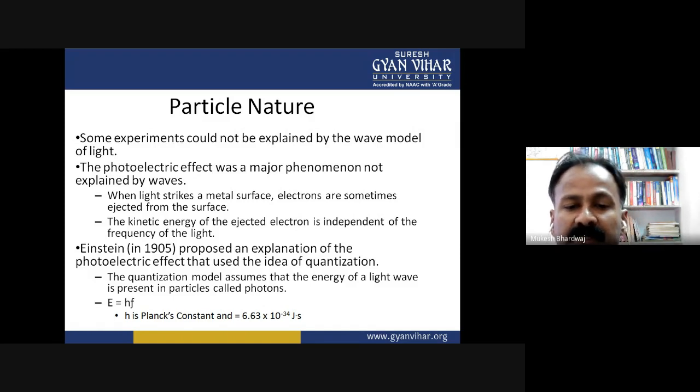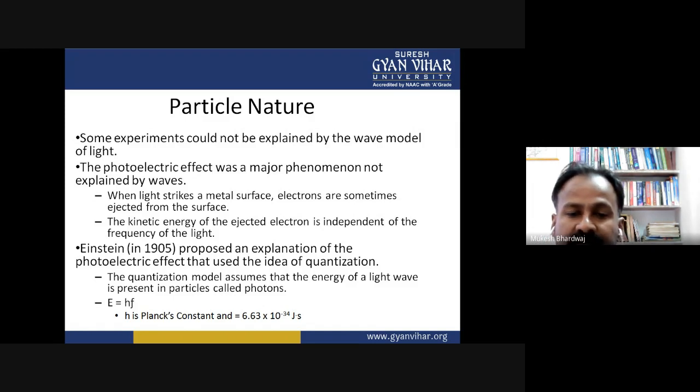The corpuscles of different colors are of different sizes. Red corpuscles are larger than the blue corpuscles. The corpuscular theory explains the following facts. Light carries energy and momentum.